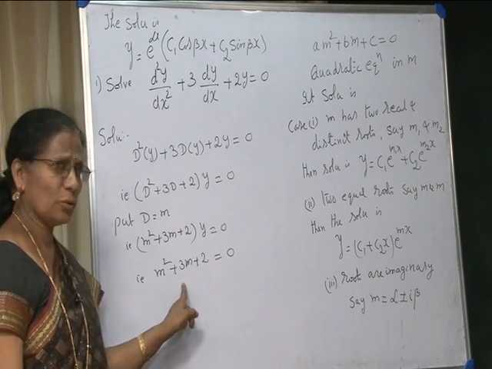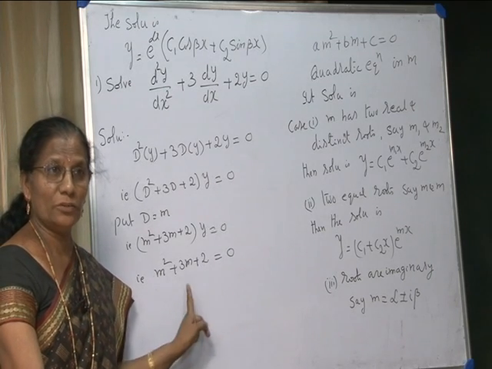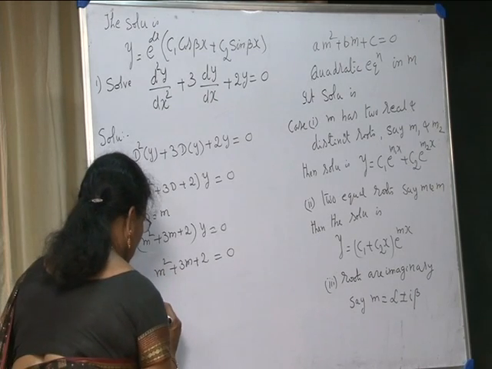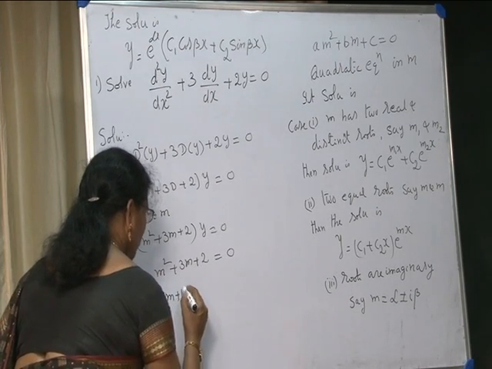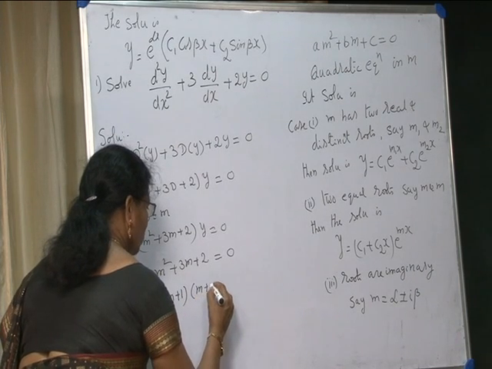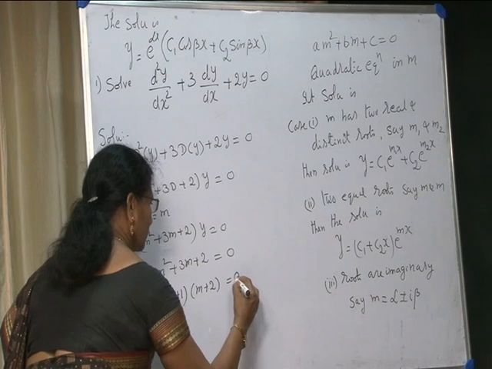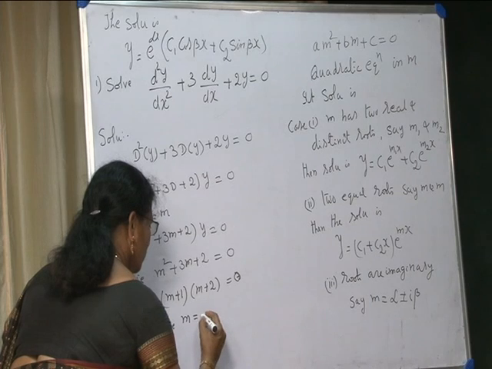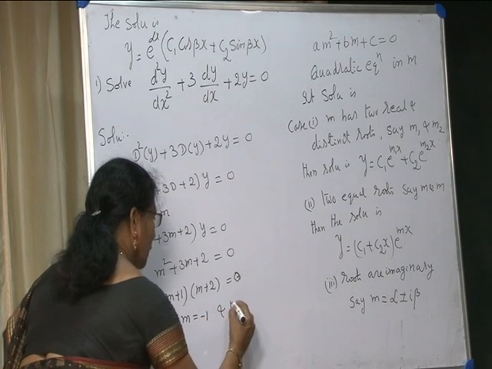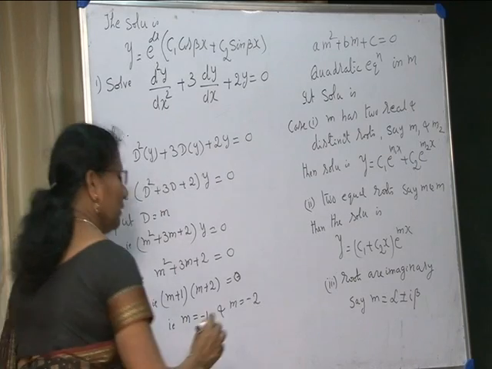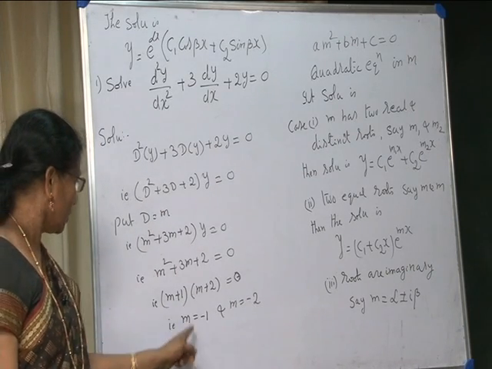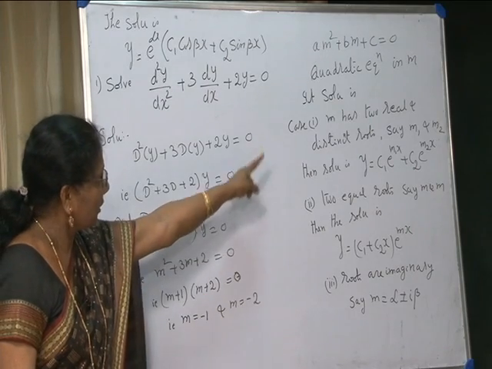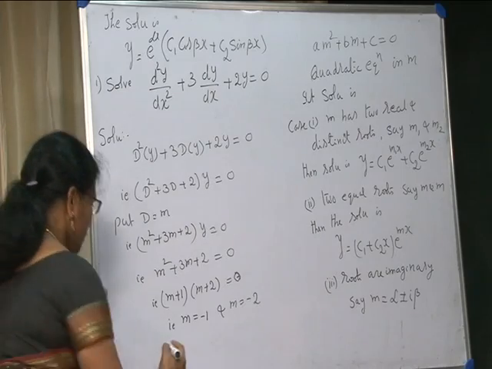See, it is a quadratic equation, easily we can find the values of m using factorization. 2 ones are 2, that is m plus 1, m plus 2, 2 plus 1 is 3, that is m is equal to minus 1 and m is equal to minus 2. So, the values are m is equal to minus 1 and m is equal to minus 2, that is according to the first case.